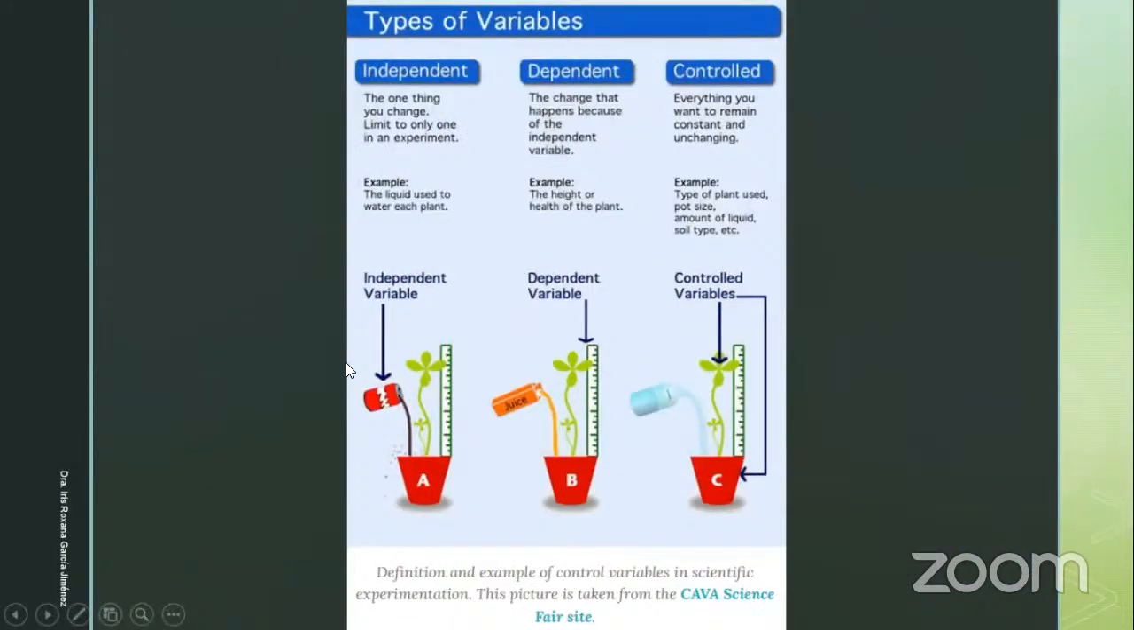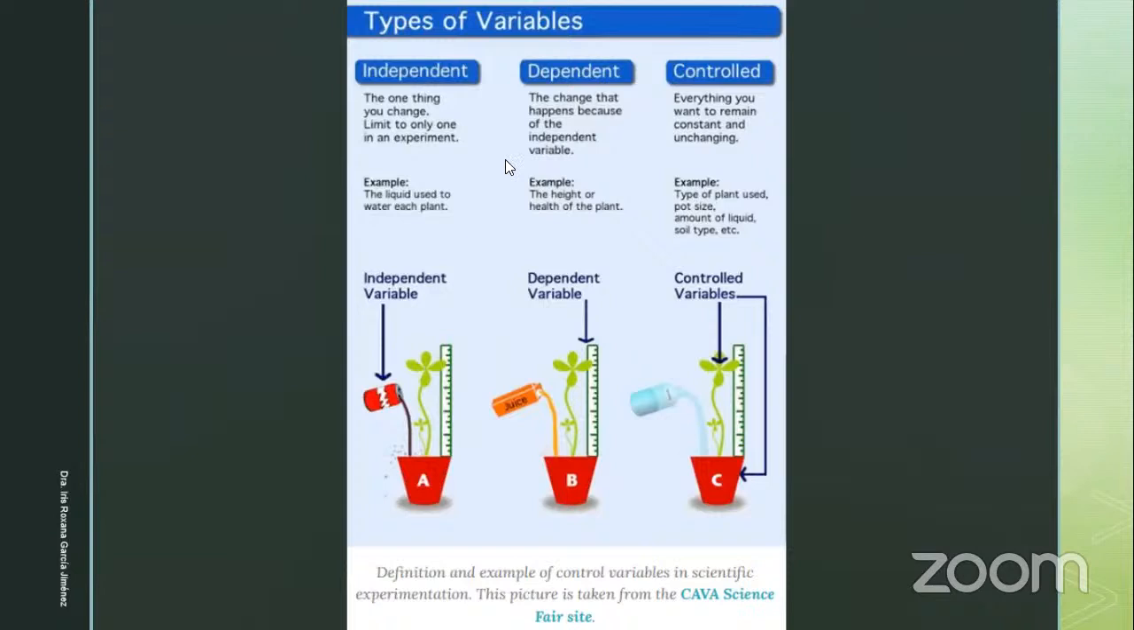In this chart, we have a nice example, I think. We consider the types of variables again: the independent, the dependent, and the controlled. The independent is the one thing you change, only one in an experiment. For example, the liquid used to water each plant. We can use soda, orange juice, water. We cannot choose this, the independent variable.